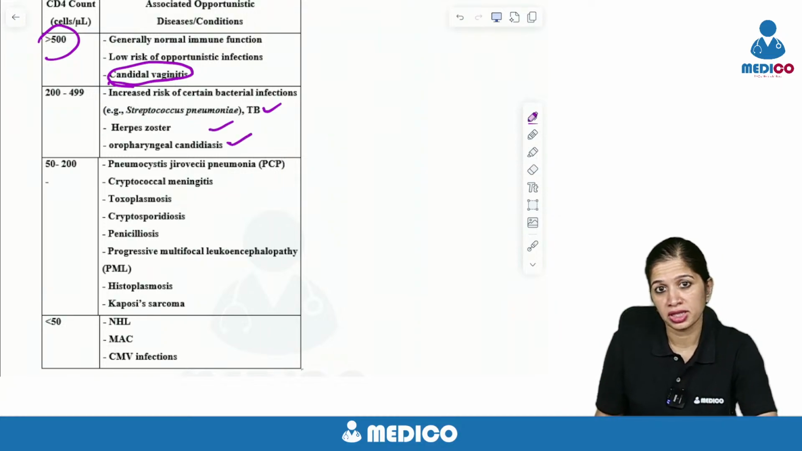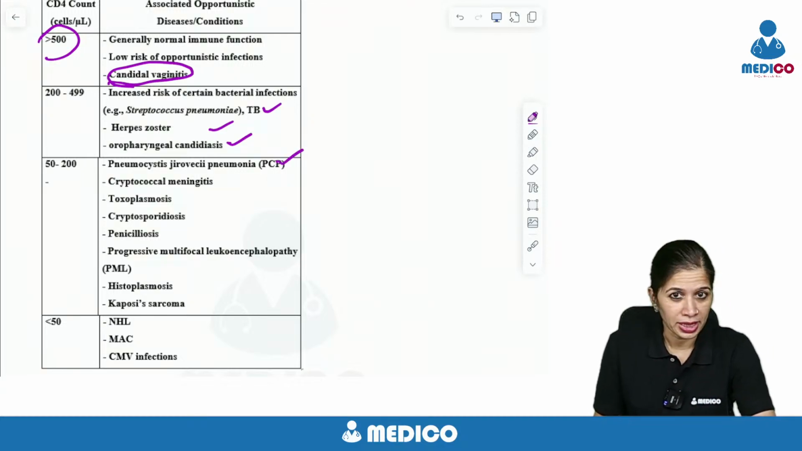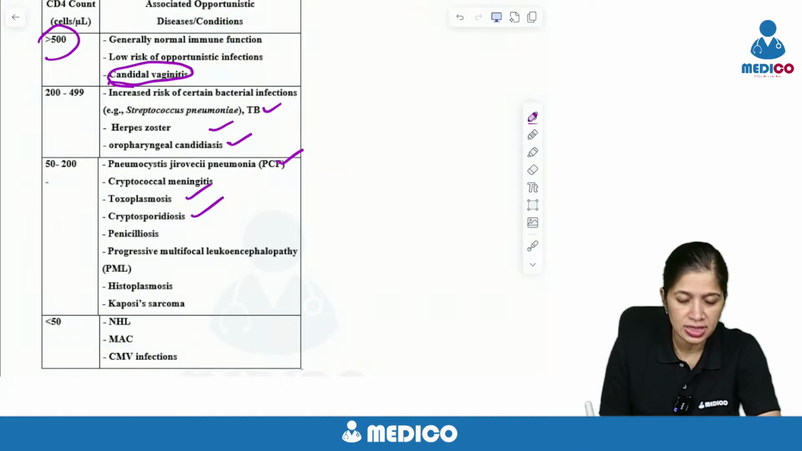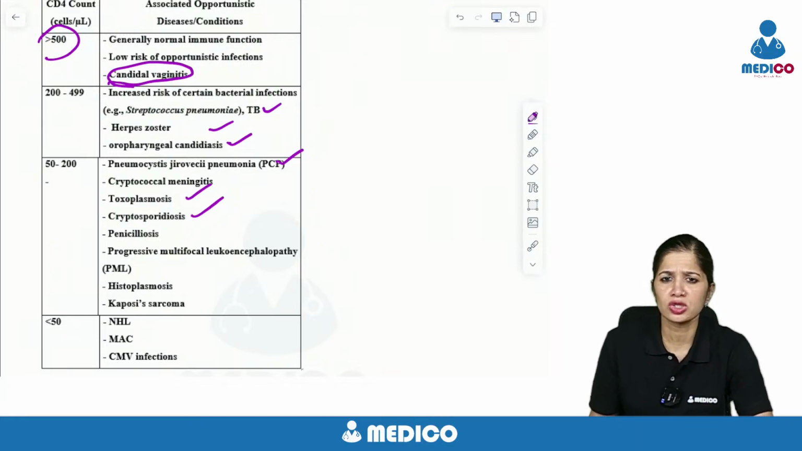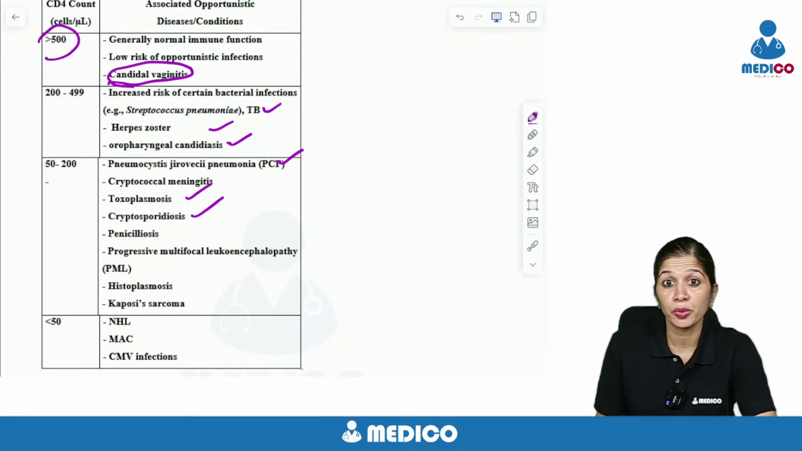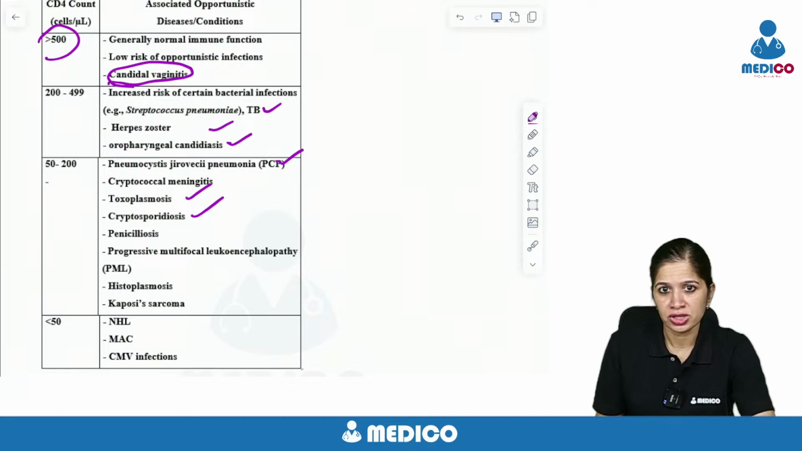Then 50 to 200, that is less than 200 range, is where you get a lot of opportunistic infections, the most important being pneumocystis jirovecii pneumonia, cryptococcal meningitis, penicilliosis, toxoplasmosis, cryptosporidiosis, progressive multifocal leukoencephalopathy, Kaposi sarcoma, histoplasmosis. So you can see that there are a wide variety of opportunistic infections here when it is in the range of 50 to 200. And try and remember pneumocystis jirovecii pneumonia, then cryptococcal meningitis, progressive multifocal leukoencephalopathy, Kaposi sarcoma, and some fungal infections like histoplasmosis, penicilliosis, and so on.